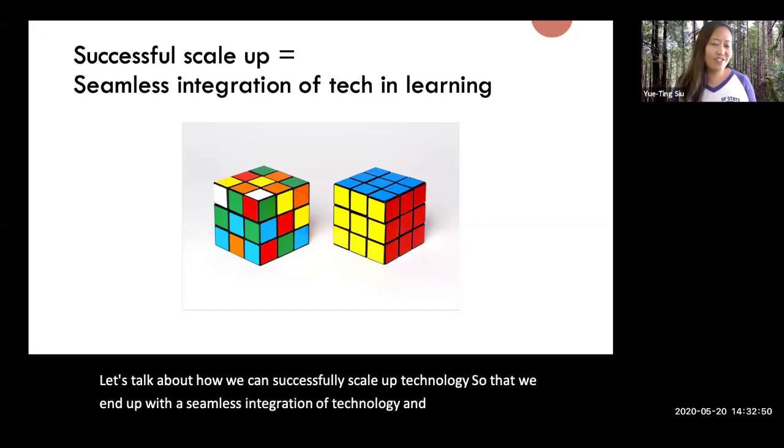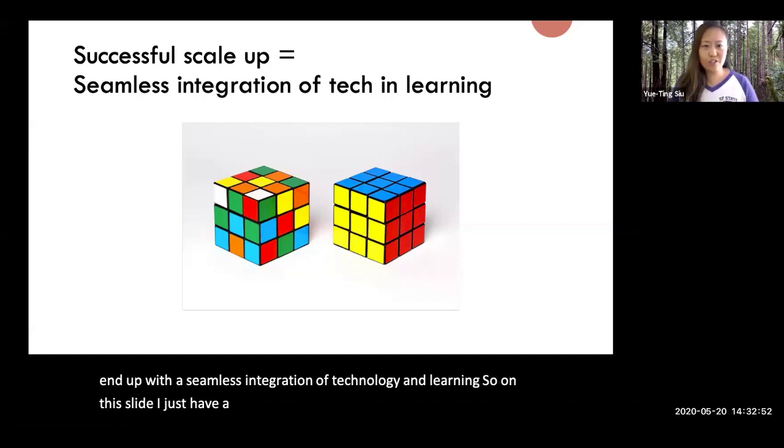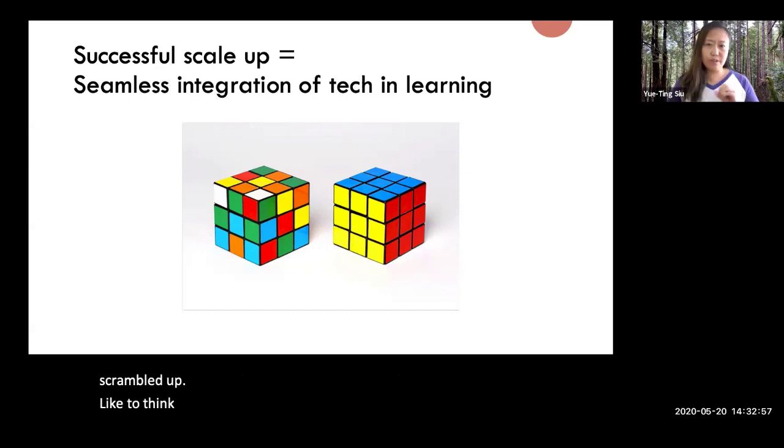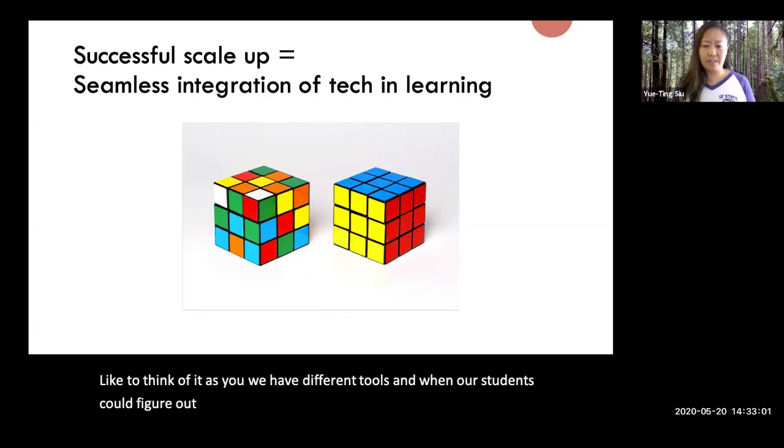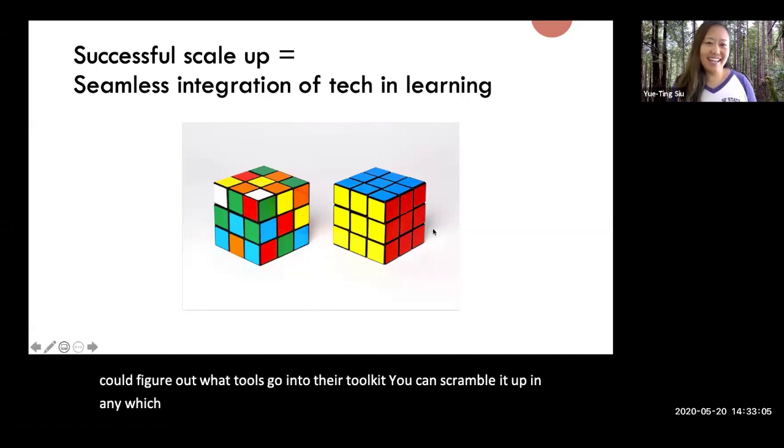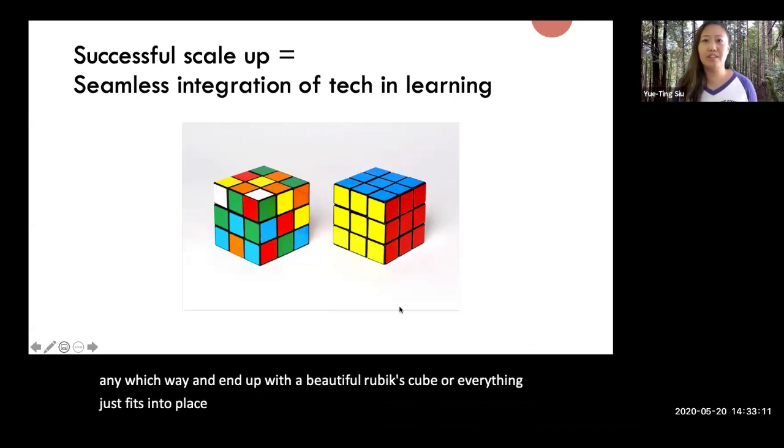So on the slide, I just have a picture of a Rubik's Cube with the color scrambled up. And I like to think of it as, we have different tools, and when our students can figure out what tools go into their toolkit, you can scramble it up in any which way and end up with a beautiful Rubik's Cube where everything just fits into place and helps the student get to do what they need.